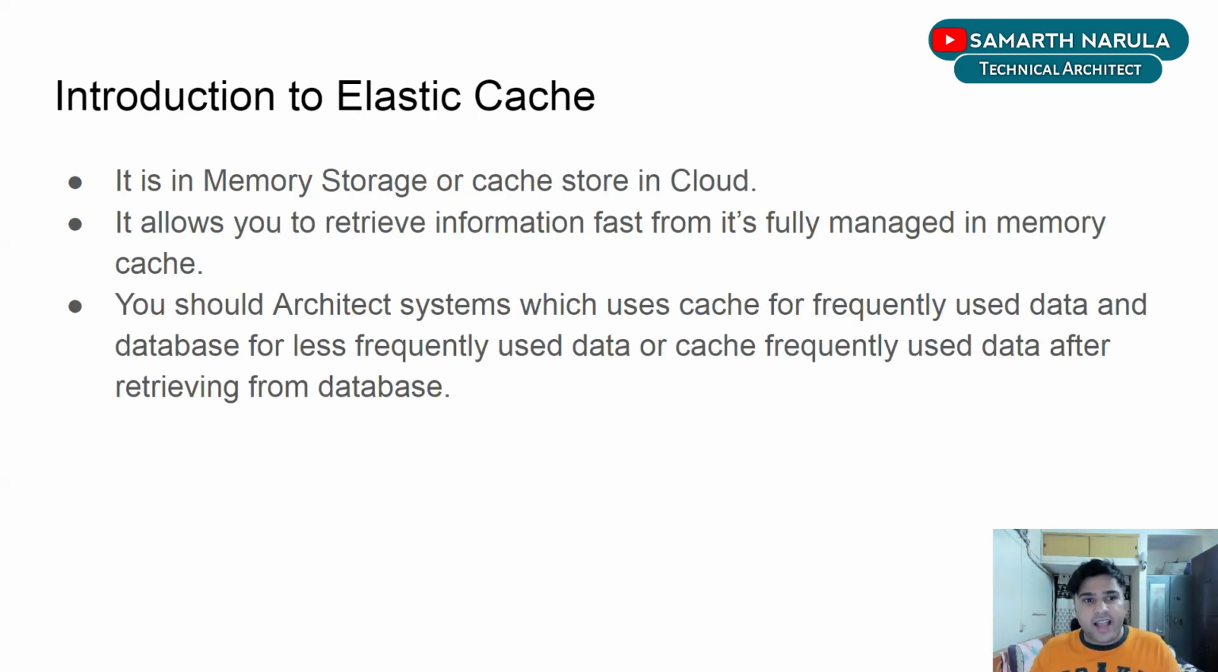Introduction to ElastiCache. ElastiCache is in-memory storage or cache store in cloud. Basically, it's like a storage from which you can access the data very fast. So for frequently accessed data, you should use ElastiCache, and for less frequently accessed data, you should use normal databases. So it's a memory store, or you can say cache store in cloud. It allows you to retrieve information fast from its fully managed in-memory cache.